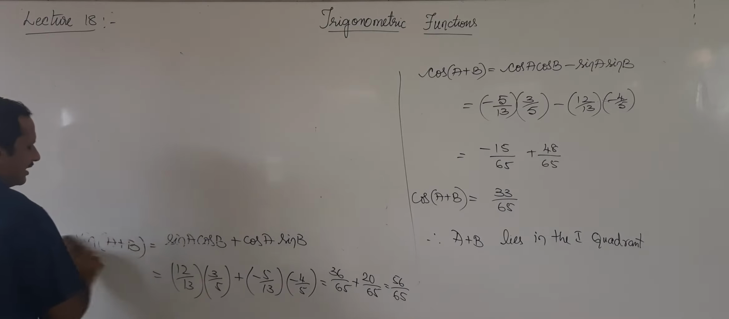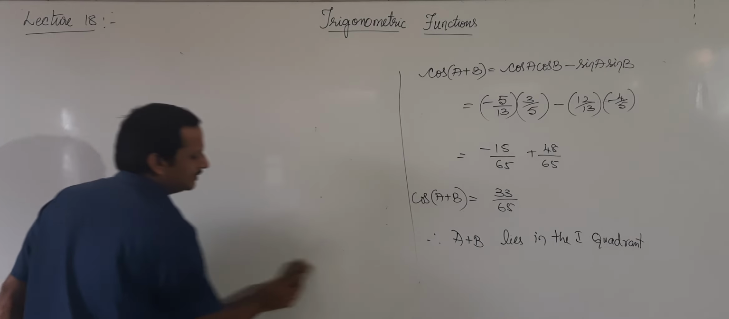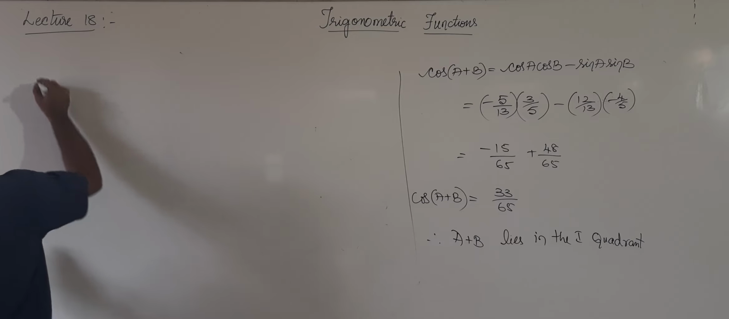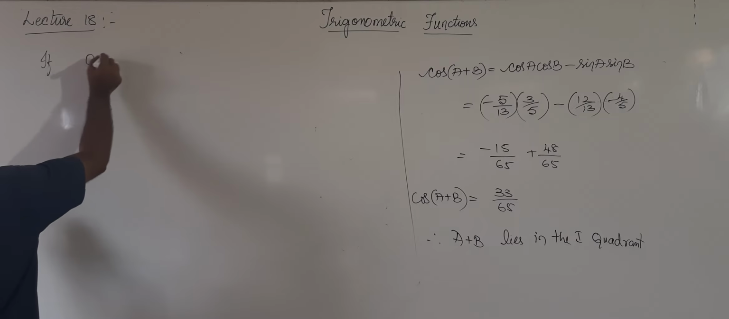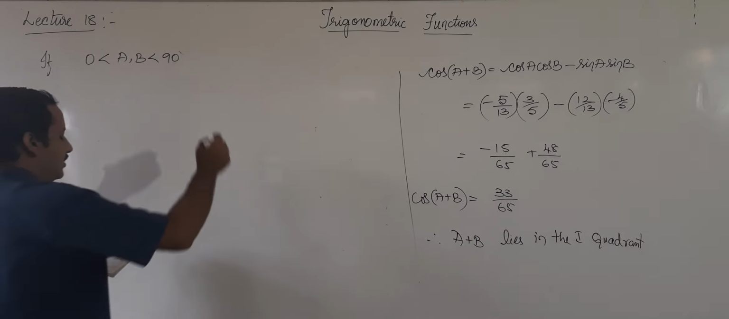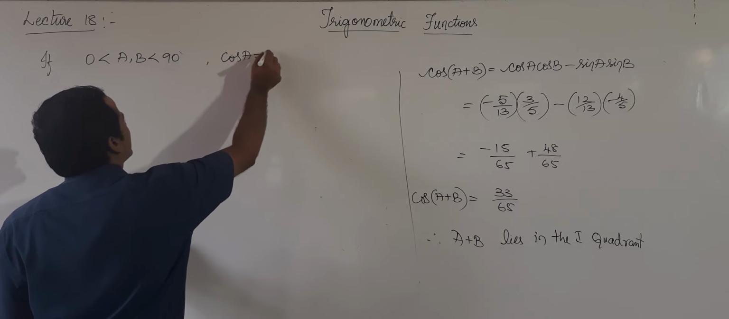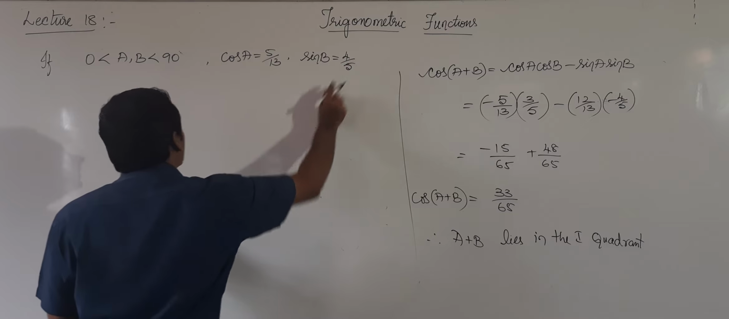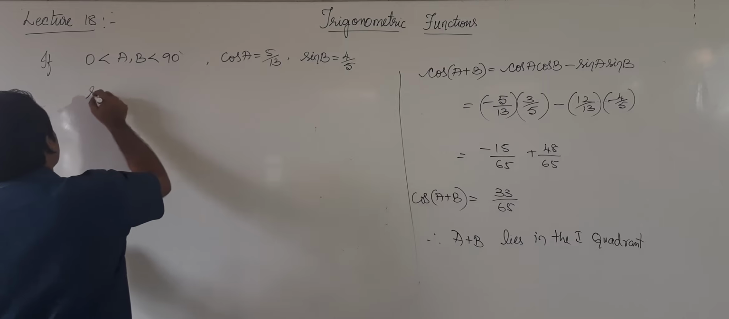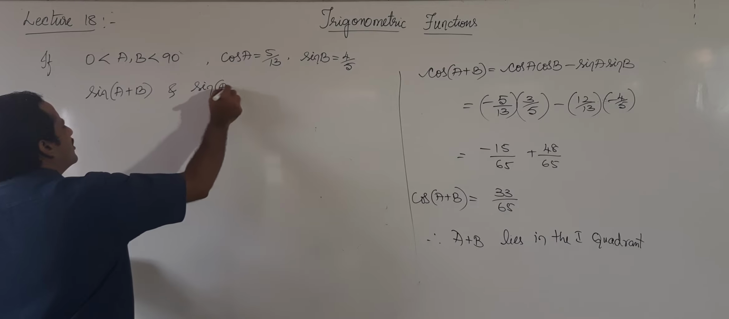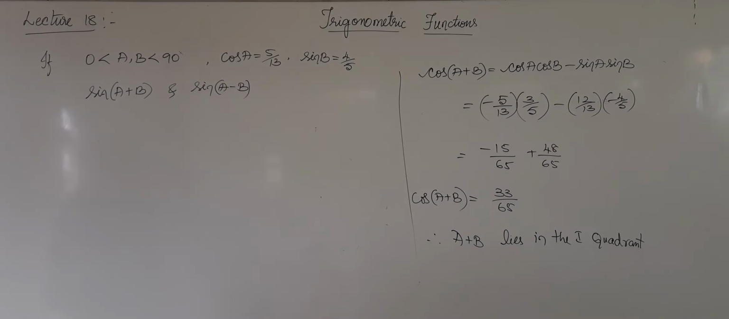Okay, let's look at the next question now. If 0 less than A comma B less than 90 degree, A and B are in between 0 and 90 degree, cos A is equal to 5 by 13, sin B is equal to 4 by 5. Then find sin A plus B and sin A minus B.